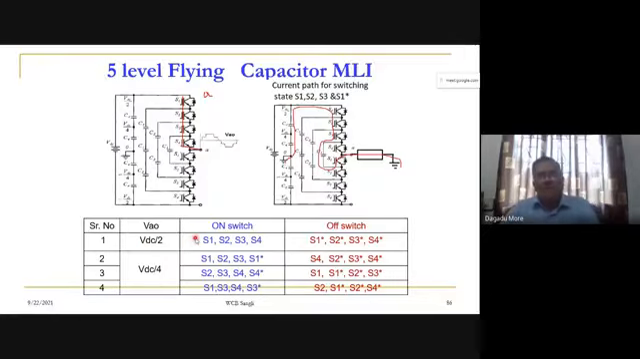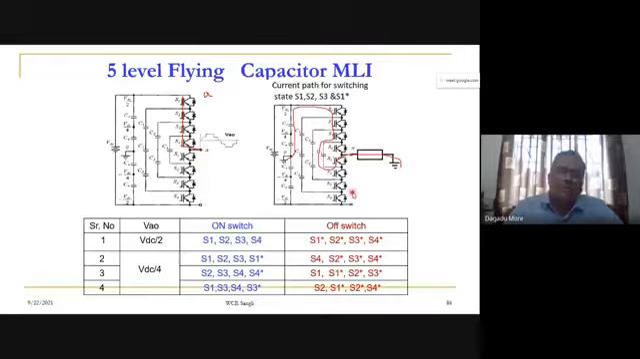Which switches will be on to obtain the one voltage level, that is VAO will be VDC by 2, and for that which switches should be on? Upper 4 switches, S1, S2, S3, S4. When these upper 4 are on, lower 4 will be off. So S1 star, S2 star, S3 star, and S4 star, these switches will be off.